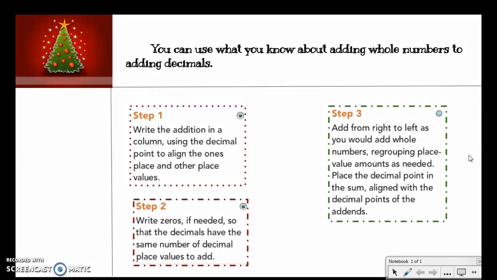Okay, so say you were to have the problem, let's see. If we were to do 15.09, and then we were to add 0.741. Okay? What step 1 is basically saying is that when you are adding these together, go ahead and make sure your decimal points are aligned.